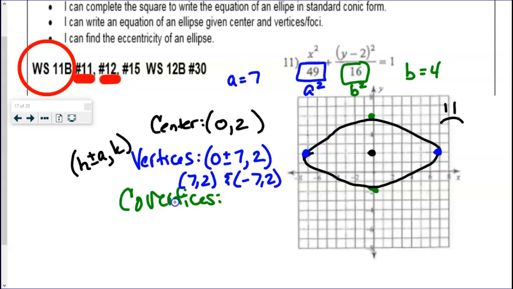The co-vertices on a horizontal ellipse like this, the formula, which I'm using black ink here, is h comma k plus and minus b.